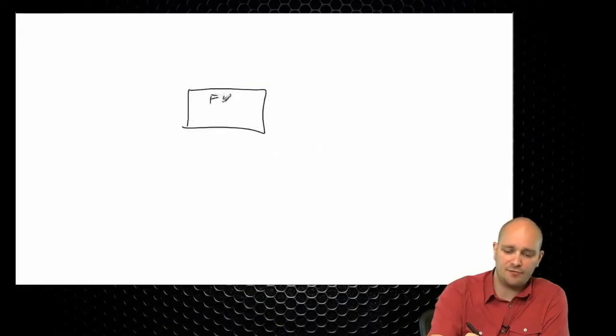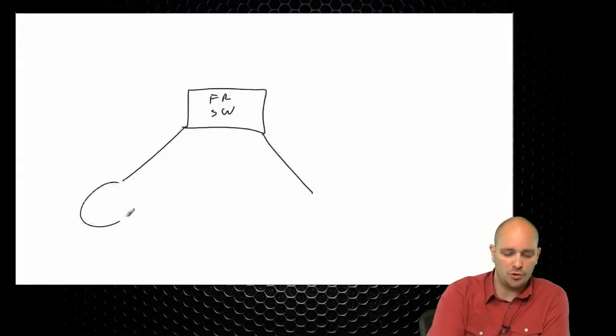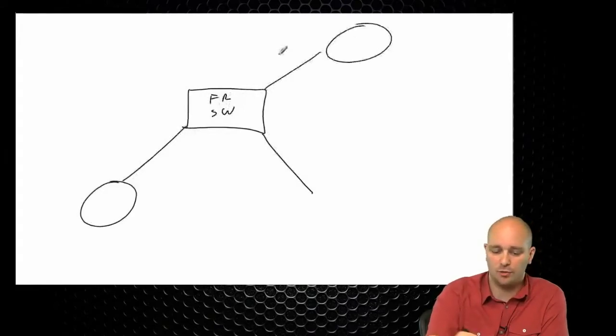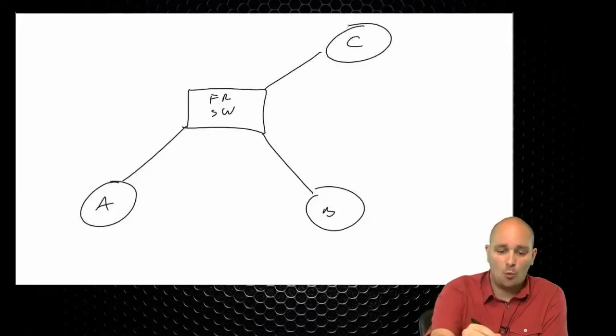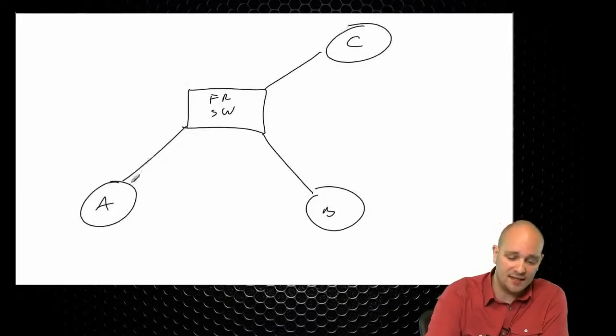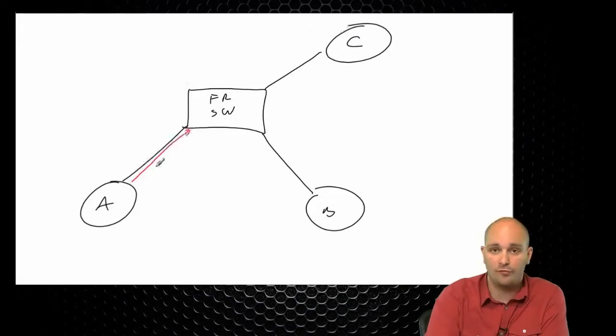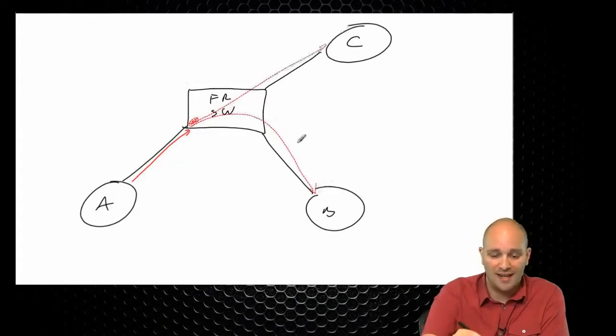So let's say that this is a frame relay switch, and I have three nodes connected to it. So this is A, B, and C. What I cannot do is send a single frame to the frame relay switch and then have the frame relay switch actually replicate this frame to these two for me. This cannot be done in frame relay.